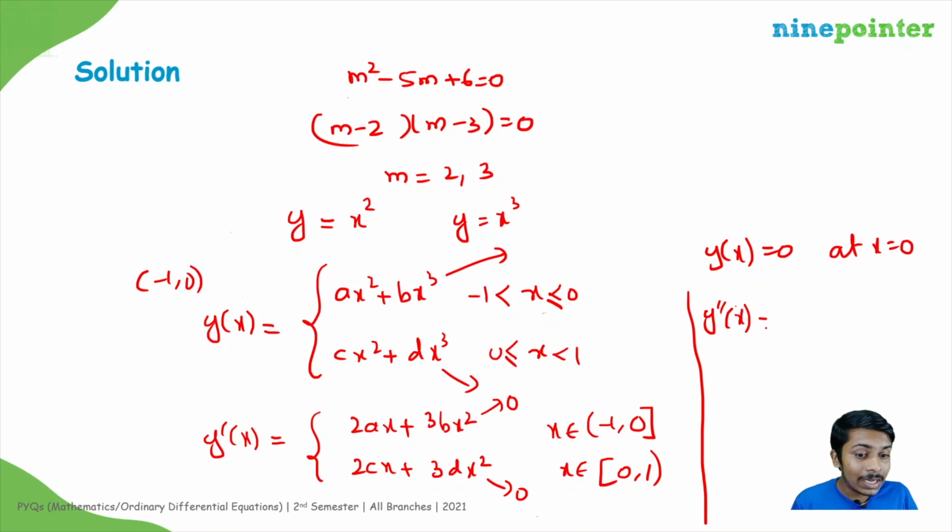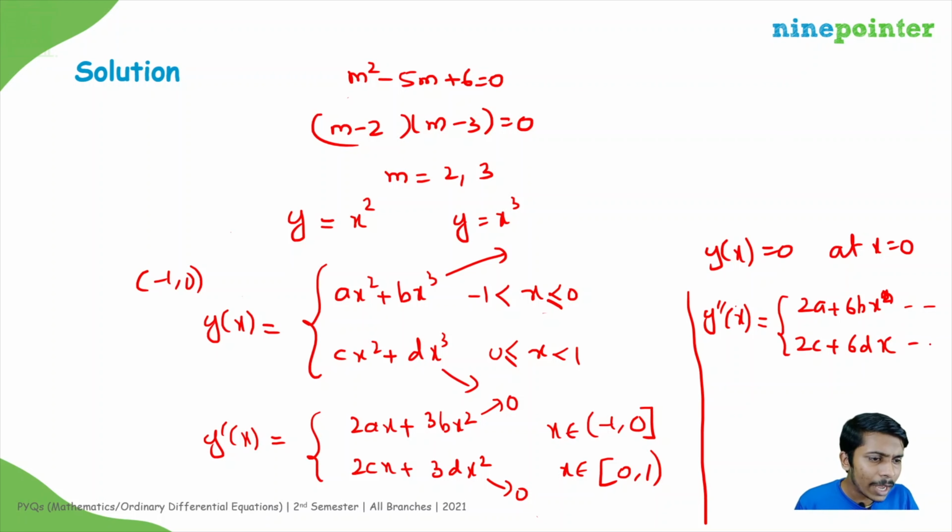Now let's try the second derivative. What will be the second derivative? It will be 2a plus 6bx, and here we will have 2c plus 6dx. Okay, and we will have the interval conditions here. Now if we substitute x equal to 0 on both sides, we will require the condition 2a equal to 2c. Why? Only then will this be twice differentiable at the point x equal to 0. Okay, that means a should be equal to c.